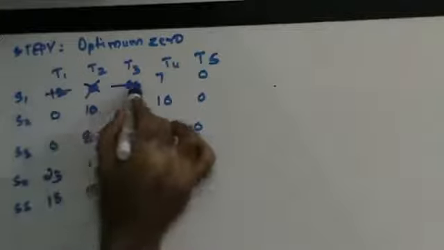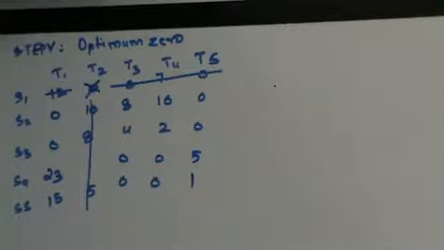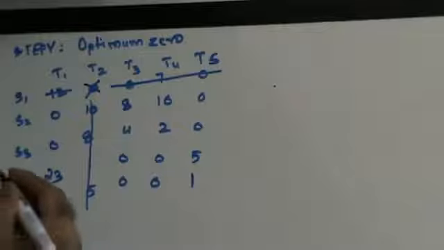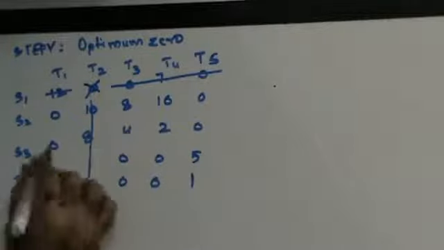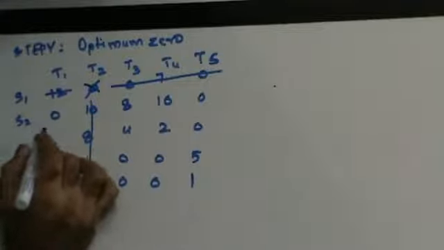If this becomes an optimum zero, that means this particular row and this particular column is cancelled. Row-wise I have 2 zeros, 2 zeros and 2 zeros. Now in all the rows I have 2 zeros, and in all the columns also I have 2 zeros. So I can select any one zero as my optimum zero. Let's assume that I select S2 T1 as my optimum zero.